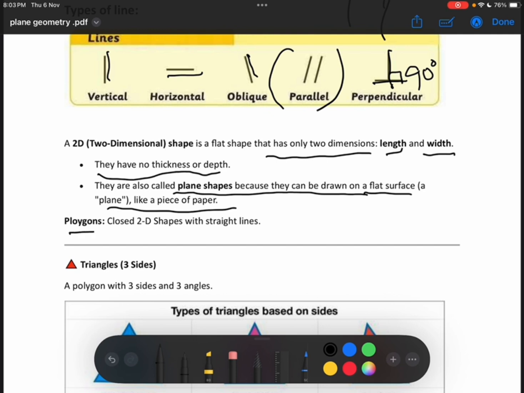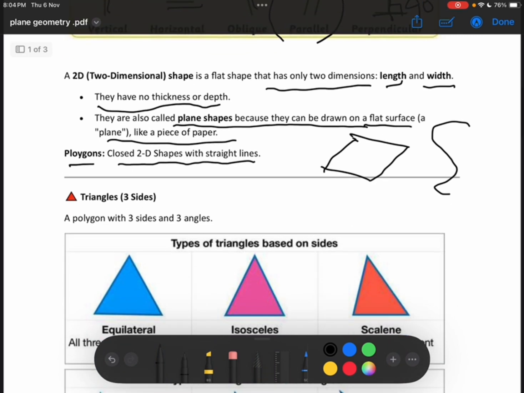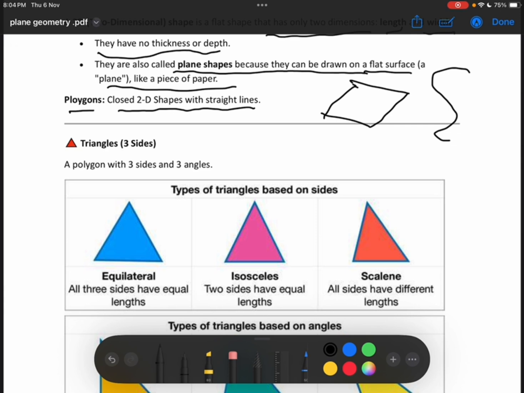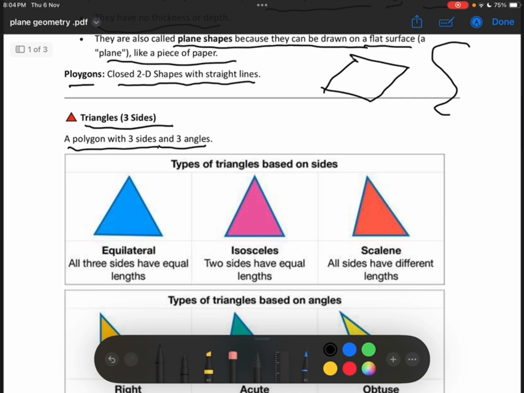Now move to next, polygons. What is a polygon? Polygons are, my dear students, closed 2D shapes with straight lines. If you are using straight lines and making a closed shape, that will be called a polygon. If you are using a curved line like this, it will not be a polygon. Starting from the simplest and smallest polygon, that is called triangle, 3 sides. A polygon with 3 sides and 3 angles is the smallest polygon. You are very well aware of it.